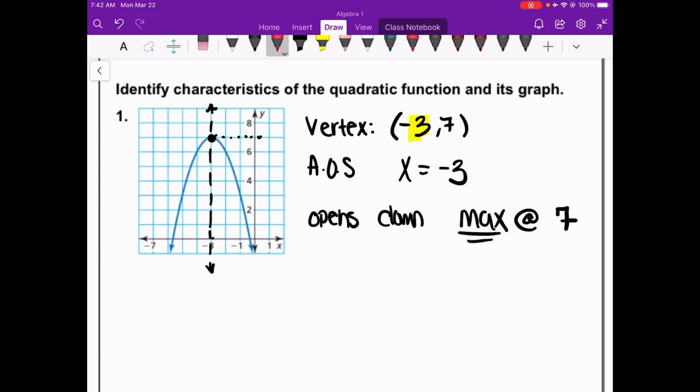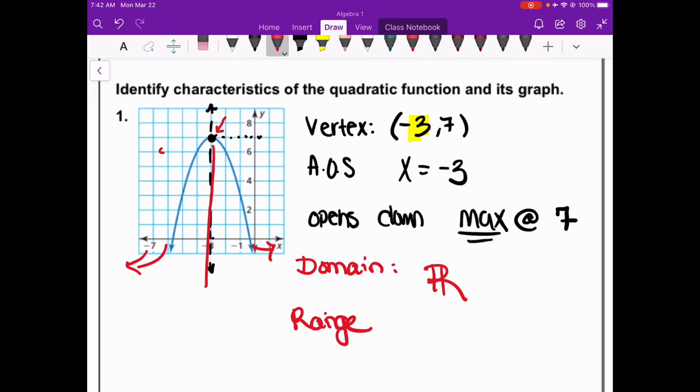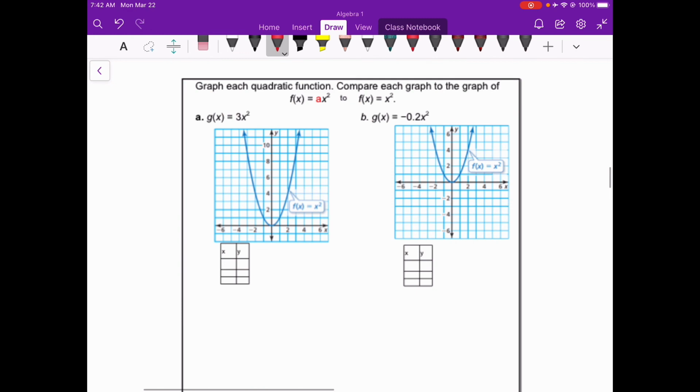And we can use that maximum to find the domain and range. So remember, the domain for all of these, the arrows always basically point to the left and right, so it's all real numbers. The range, it's starting now at 7, but it's all numbers less than 7. So we just have to change the inequality symbol here. All y values less than or equal to 7. And that's it for that one.